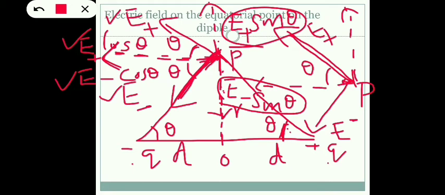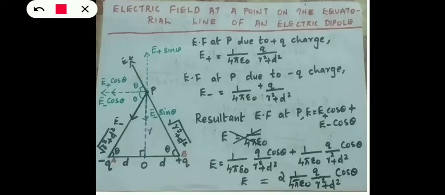Now we can go for the derivation and substitution. Now listen here, children. Again I have represented the figure. See, this is an electric dipole, minus q and plus q charge. And d is the distance.